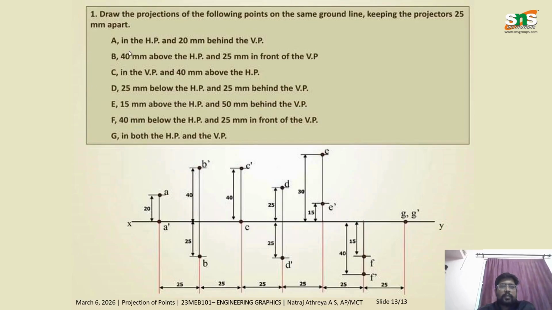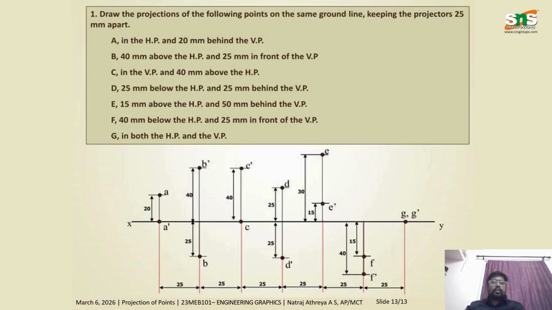So here the first problem is A. A is on HP and 20 mm behind VP. So you can see here A is on HP and 20 mm behind VP. Okay, we'll have another cheat code. Let's see the first part, HP. What are the options for a point with respect to HP? It can be either above that or below that, right?